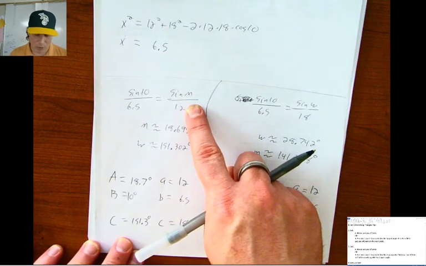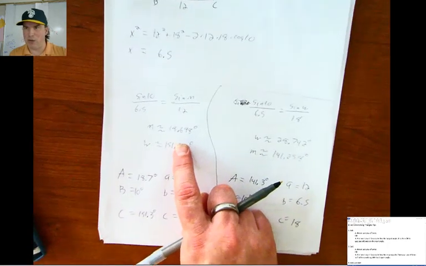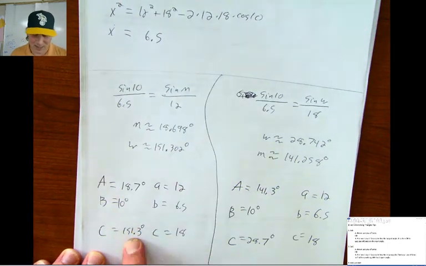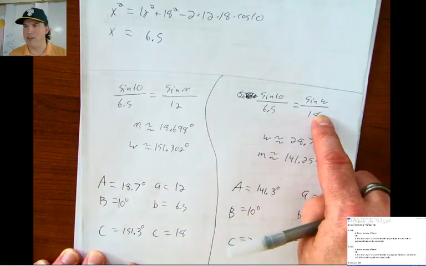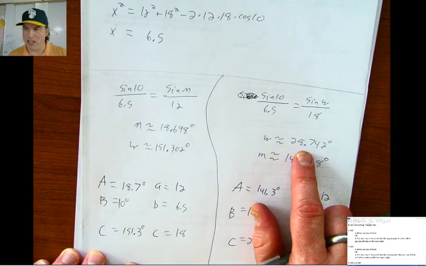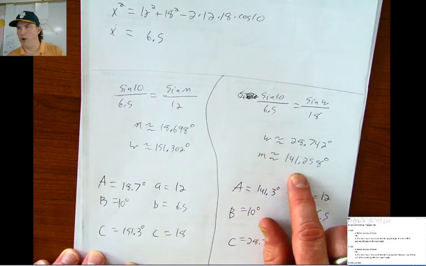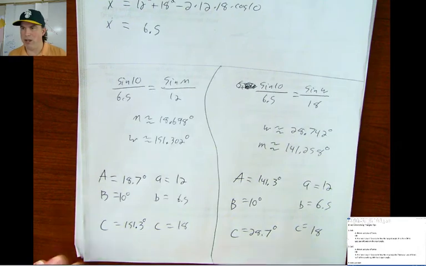Angle M worked out to be 18 point something degrees, which meant W was that. And so in terms of A, B's, and C's, I get this. But then what if instead of finding M first, I found W first? If I do that, I get an answer of 28.742 for W and 141.258 for M. And I put that in here, and it's the same scenario.